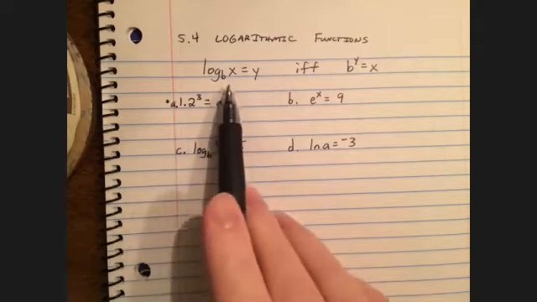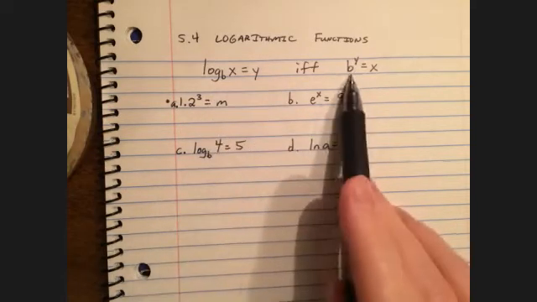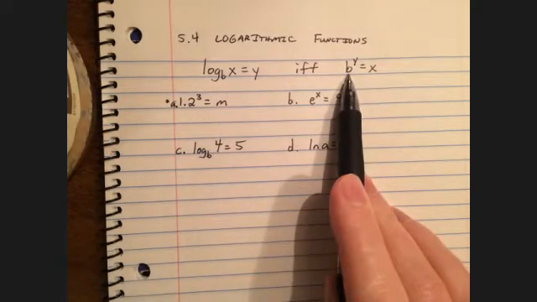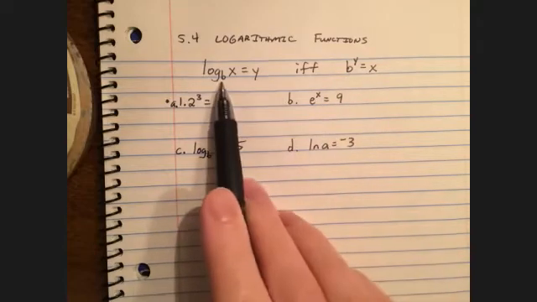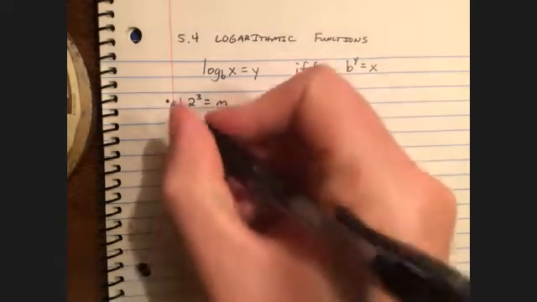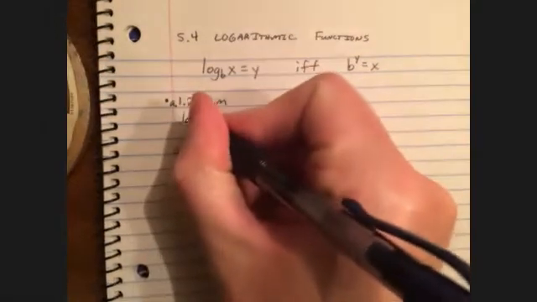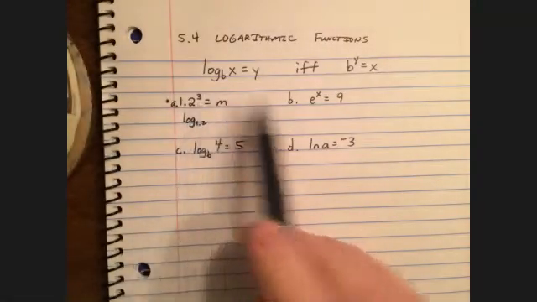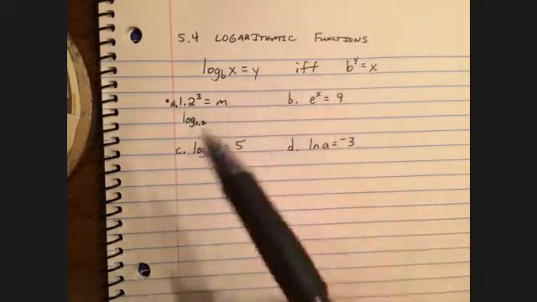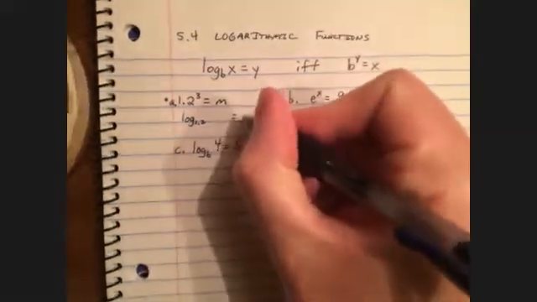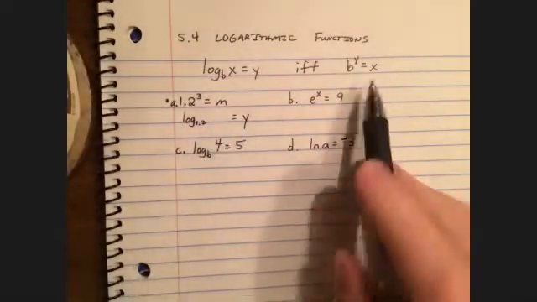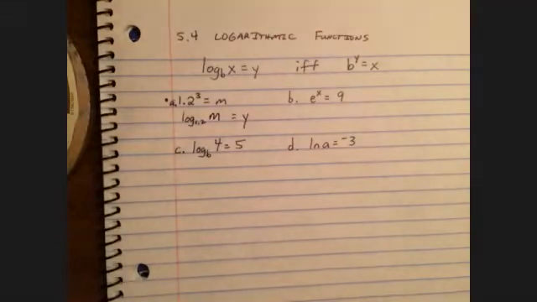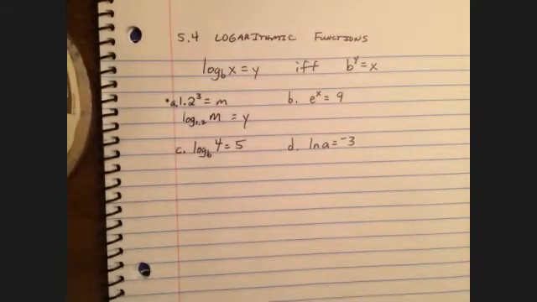So just looking at this, you can see that base b, and here's b right here in the if and only if of b to the y, would be our base b, which is 1.2. So we know it's going to be log of 1.2. The 3 would be the y in our equation up there. And then our m is like our x. So it's log base 1.2 of m is equal to 3. All right, let's look at the next one.